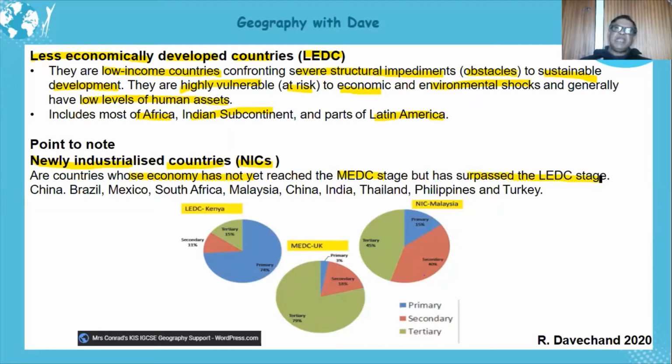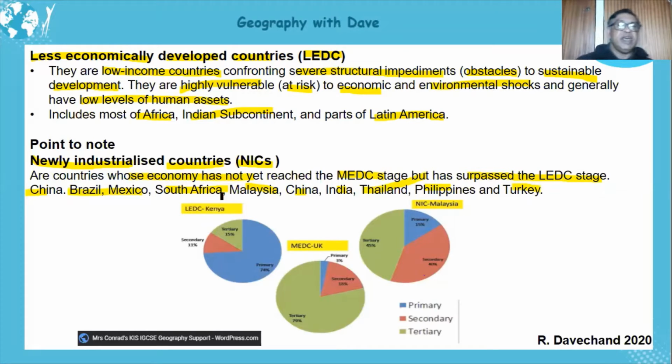So they're not less economically developed, and neither are they in the category of more economically developed. They're sort of in between, heading towards the MEDC, and they are known as the newly industrialized countries. Examples are China, Brazil, Mexico, South Africa, Malaysia, India, Thailand. All economies are coming up well, you understand? And South Africa is one of them.